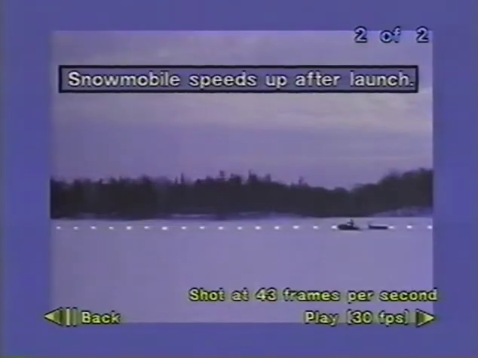The snowmobile slows down and stops after the flare is launched. The horizontal velocity that the flare had at launch is greater than that of the snowmobile. The snowmobile speeds up after the flare is launched. The flare lands behind it.